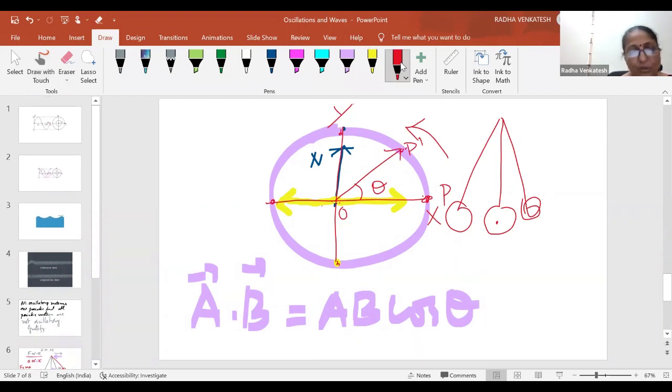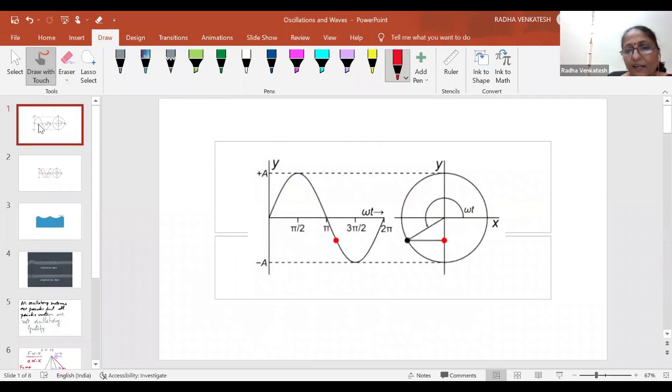Is it fine? So I'll show you a nice GIF that I got. See that. Can you see the projection oscillating up and down when the particle is moving in a circular path? The black dot is the particle that is undergoing circular motion, whereas the red dot is a projection, the sine theta projection that we are talking about.